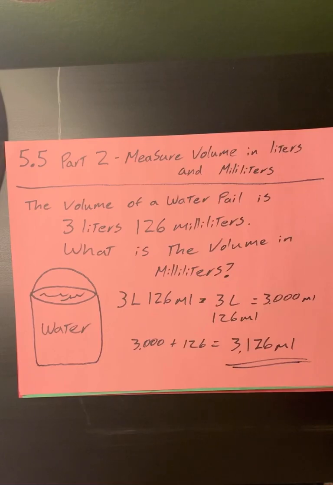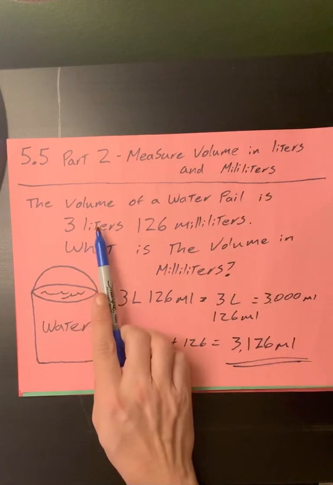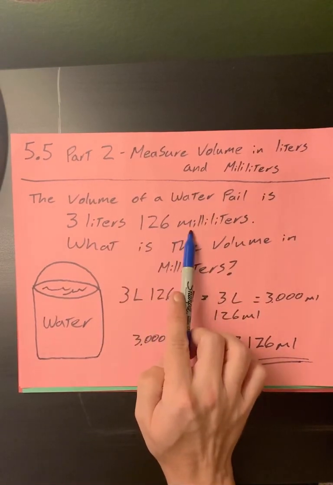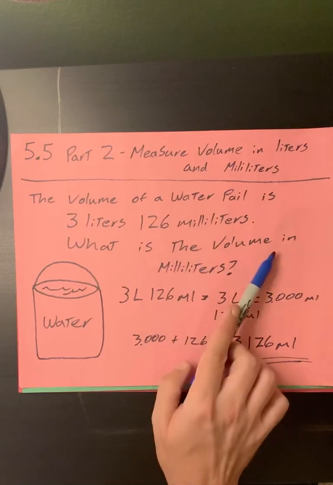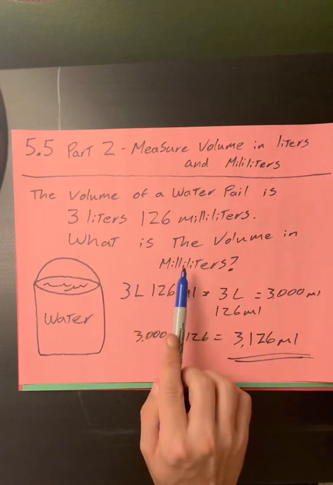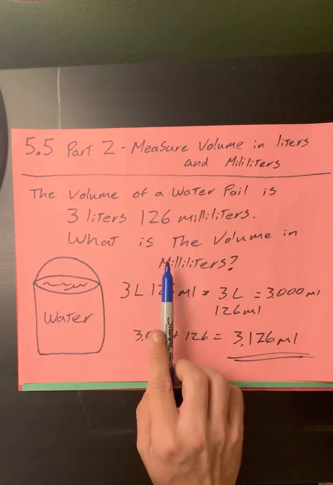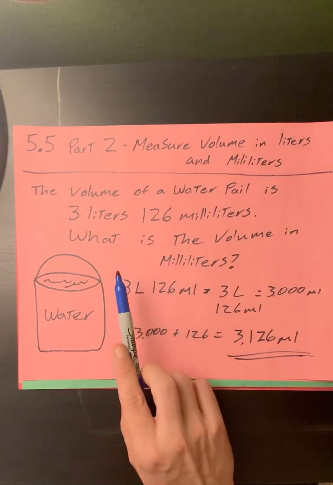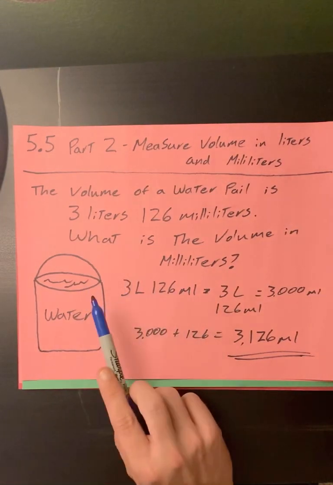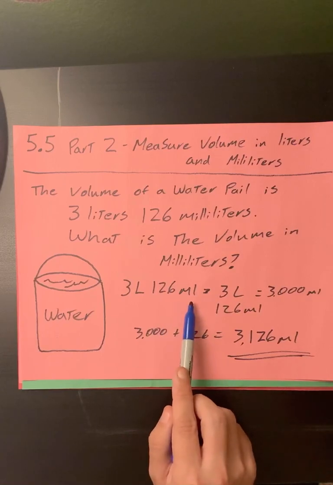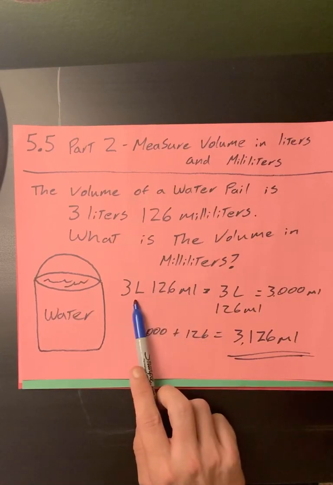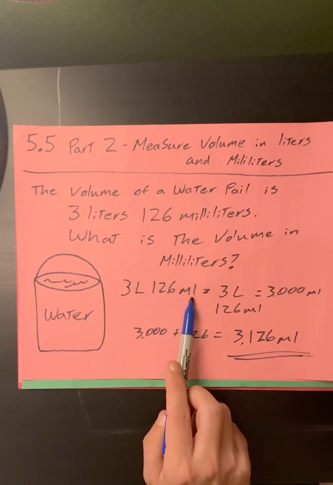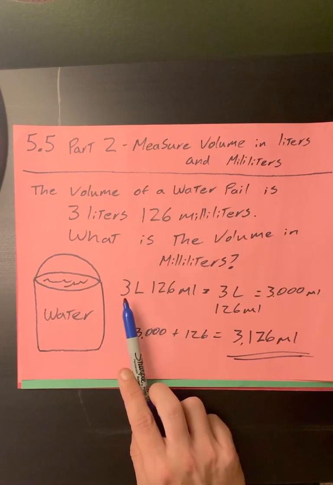Okay. First example that I have for you is the volume of a water pail is 3 liters and 126 milliliters. What is the volume in milliliters? So a milliliter is 1,000th of a liter. So just like our grams and kilograms, our meters and kilometers, our milliliters to liters, this is 1,000th. So everything that is our hundreds, tens, and ones are milliliters, and our thousands are our liters.